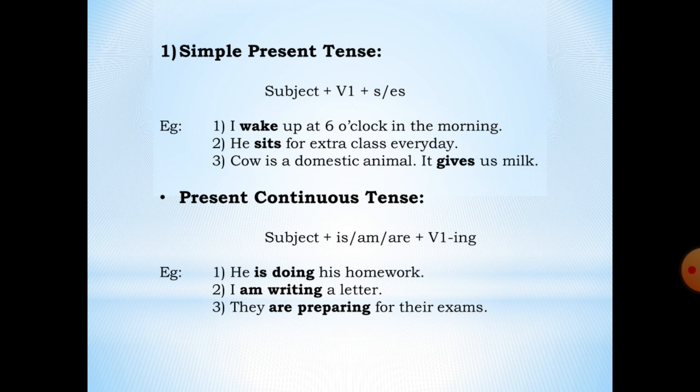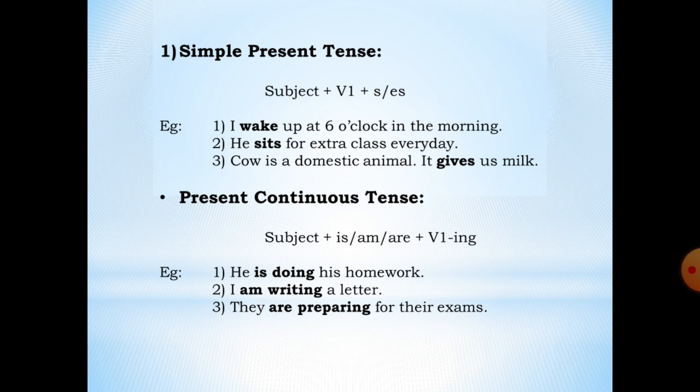I is a pronoun. Am, as I have said, comes along with I. Am goes with I. Is and are never go with I. So I am writing. Write is the present form of the verb, but here continuous tense is there. That's why ing goes with write. So the verb became writing. So I am writing a letter.